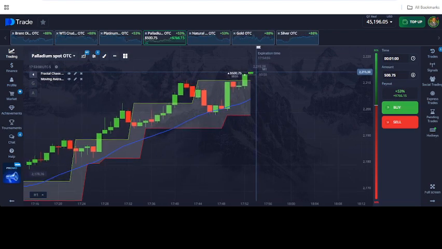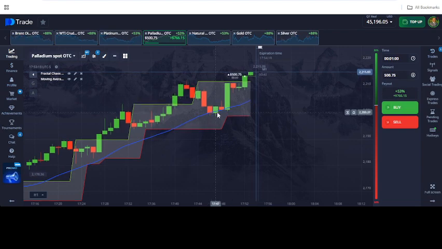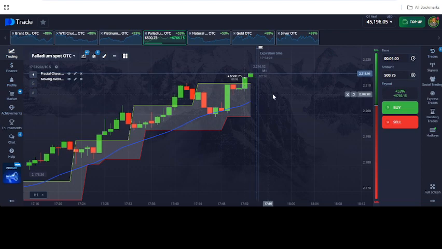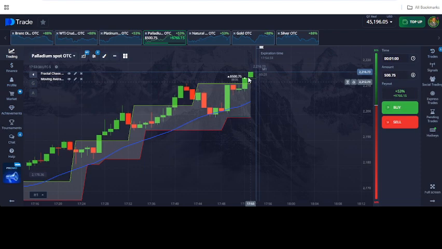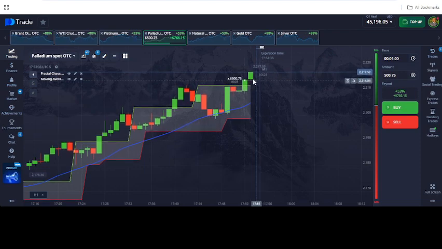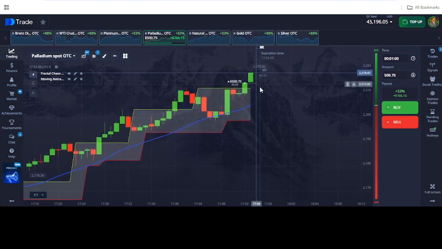Okay, so I'm on Palladium spot OTC commodity, and I just took a buy trade here. And the reason why I took the buy trade, we're seeing a strong bullish movement in the price of the commodity here. The candles are printing above the 20 SMA line, but more importantly here, this green candle closed above the upper boundary of the chaos band line, which suggests a bullish breakout to the upside.